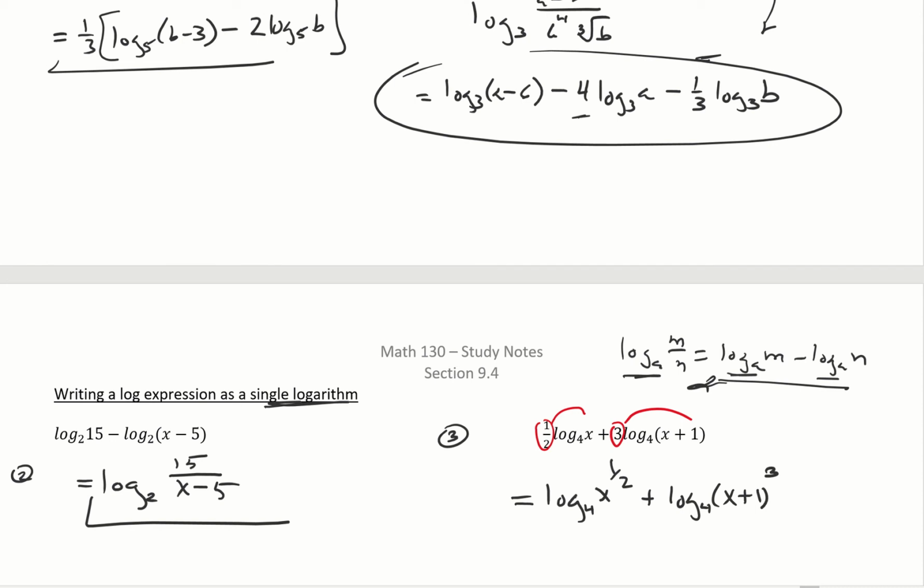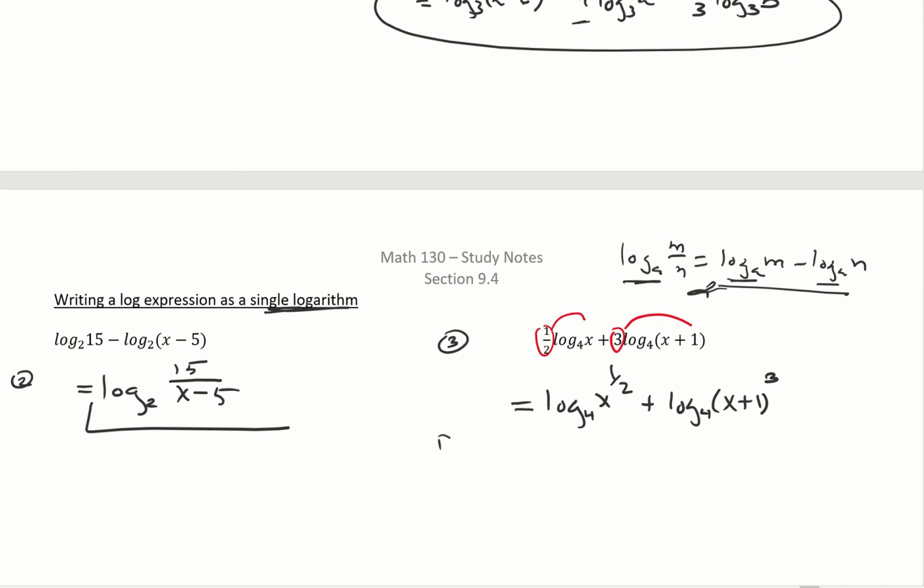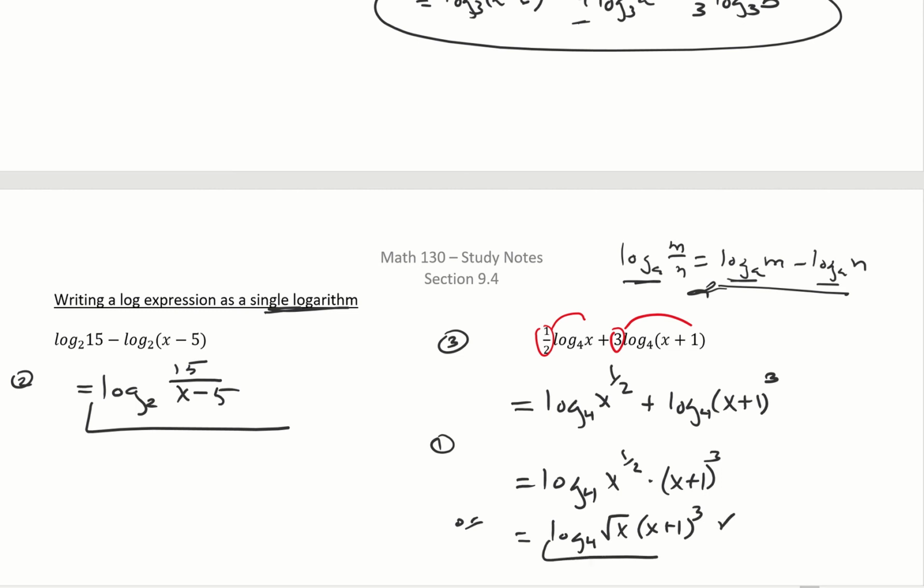Awesome. All right, now you have the plus to deal with. That's property 1 where it becomes multiply. So it becomes one big happy logarithm, x to the 1/2 times x plus 1 to the 3, or you could say, if you want, log base 4 square root of x times x plus 1 to the 3. Looks good. Good stuff.